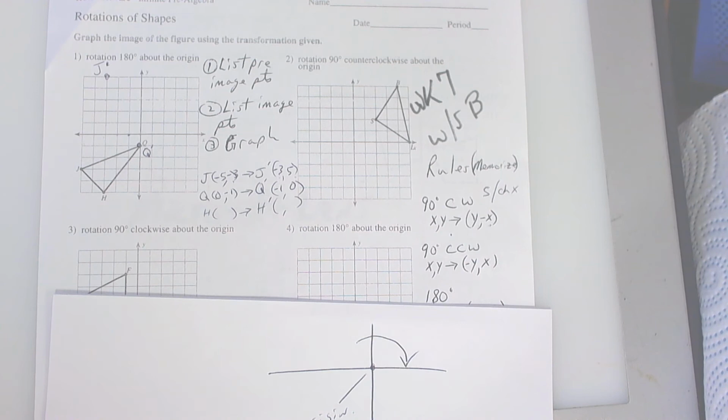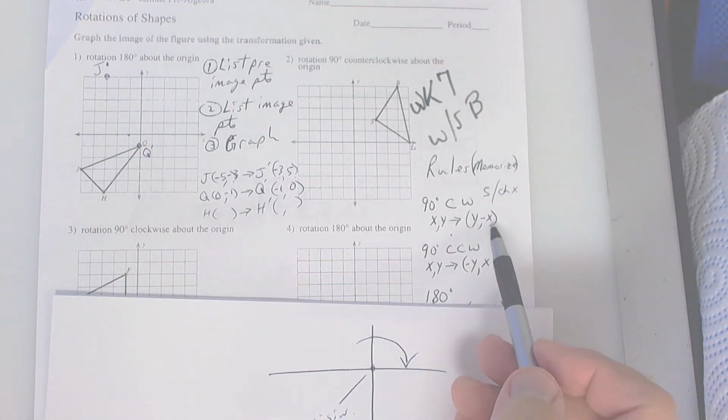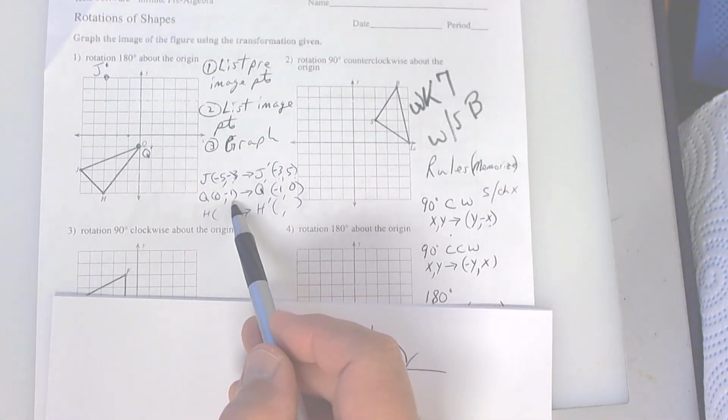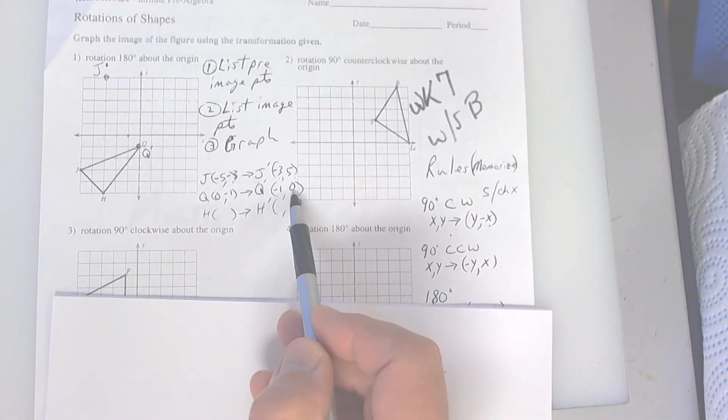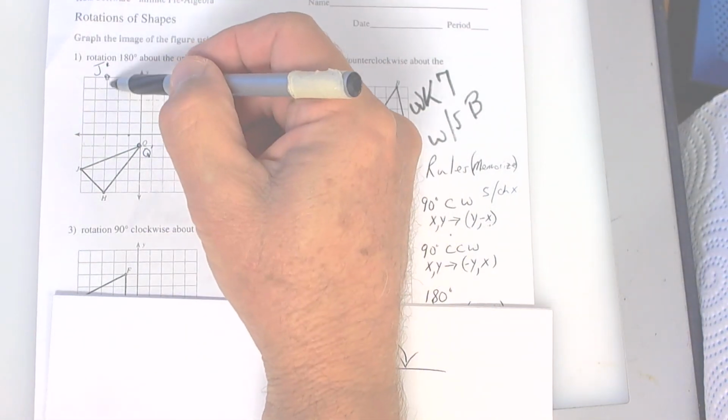It seems awfully long. Let me look at it again. Over 0, down 1. Over 0, down 1. And the rule is switch and change the x. So I switch them. I move this one to the front, and I change the x. 0, 0, you can't change. It just seems kind of long from here to here.